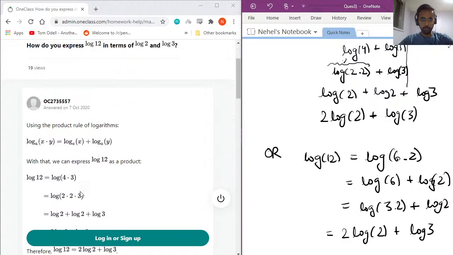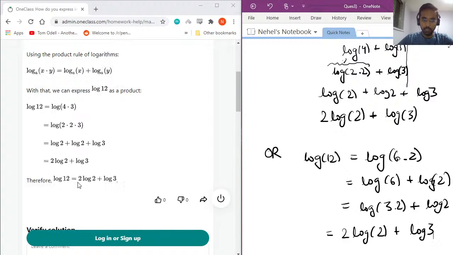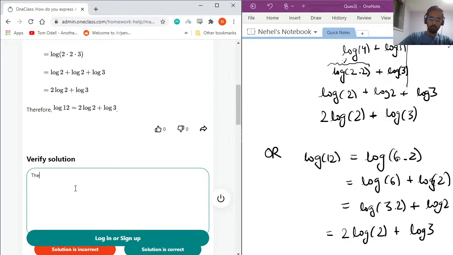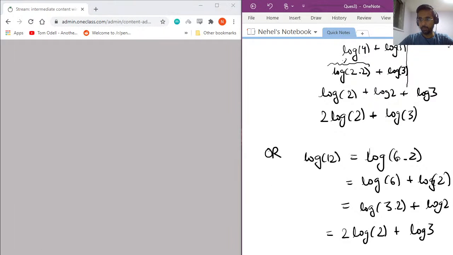Okay, let's verify if that's what they've done as well. So log 12 is 4 times 3, which is equal to 2 times 2 times 3 as well. That's perfect. All right.